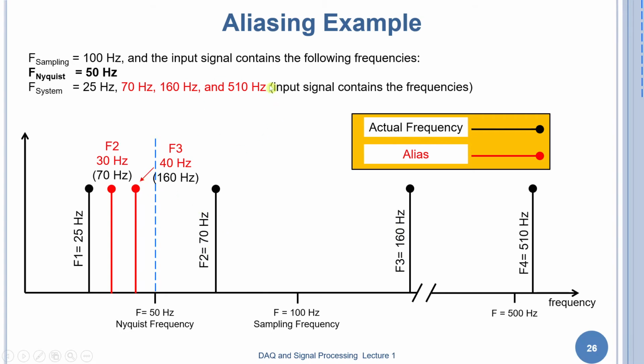Okay, so can you guess what would be the alias signal for 510 hertz? Take a moment and guess it. You can pause the video here. So for 510 hertz, it would be 10 hertz.